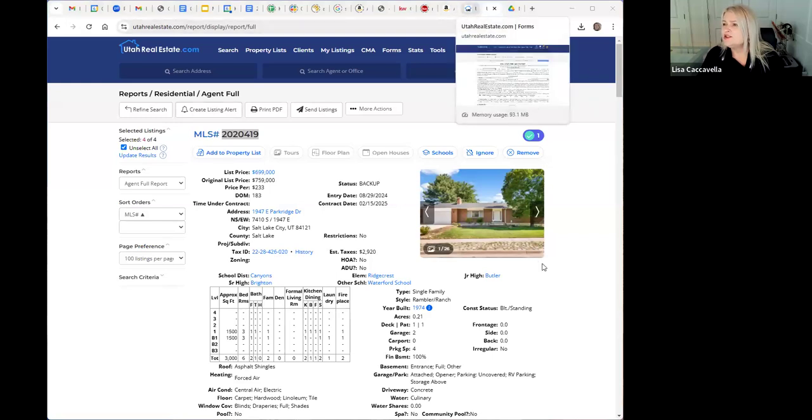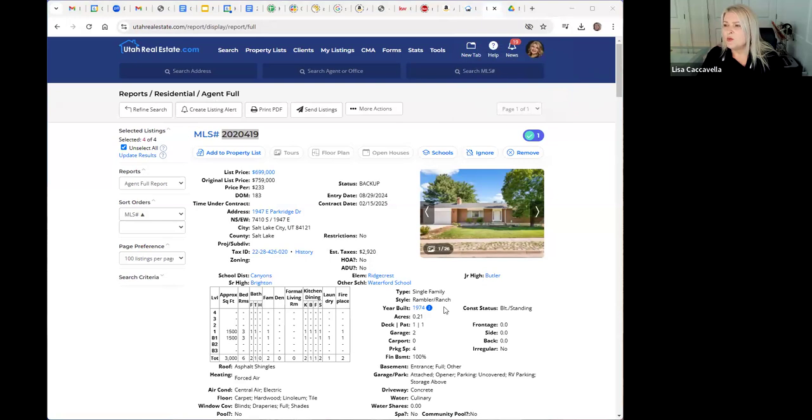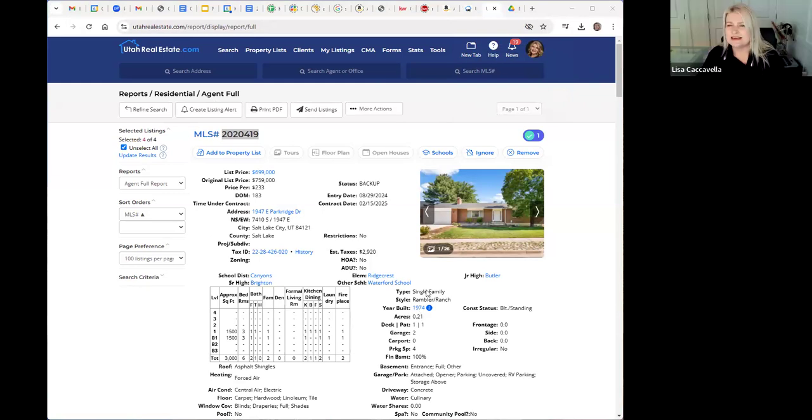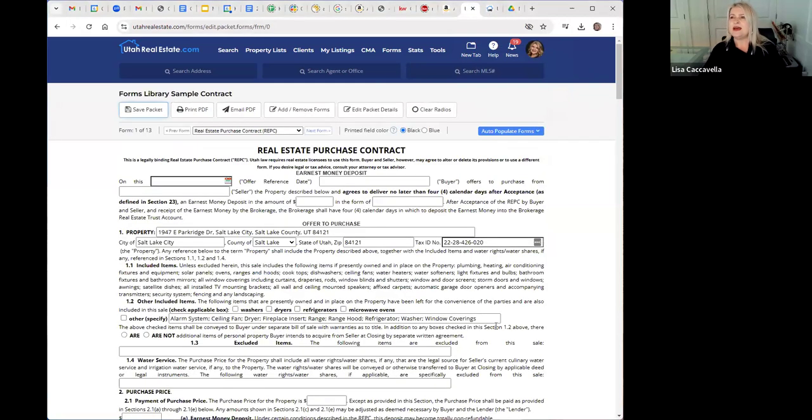So coming over, I just used this as an example because I wanted a property that was built before 1978. Does anybody know what we're going to need if a home is built before 1978? Isn't that the paint disclosure? The lead-based paint, exactly. Okay, perfect. All right, so we added that in.